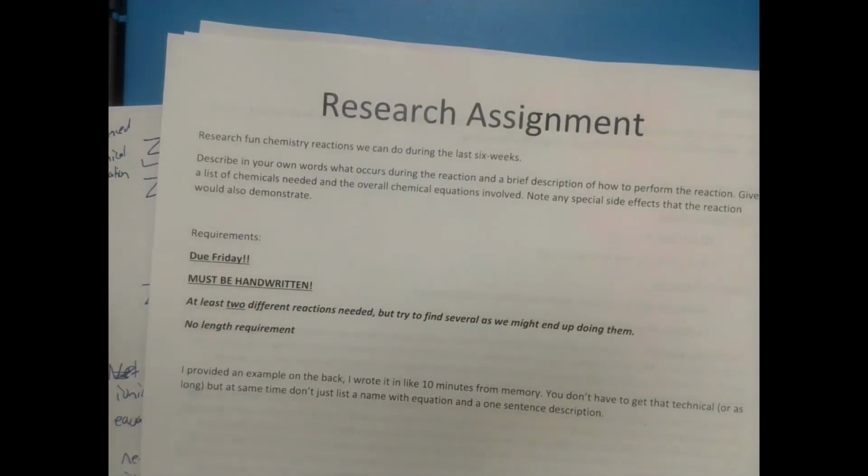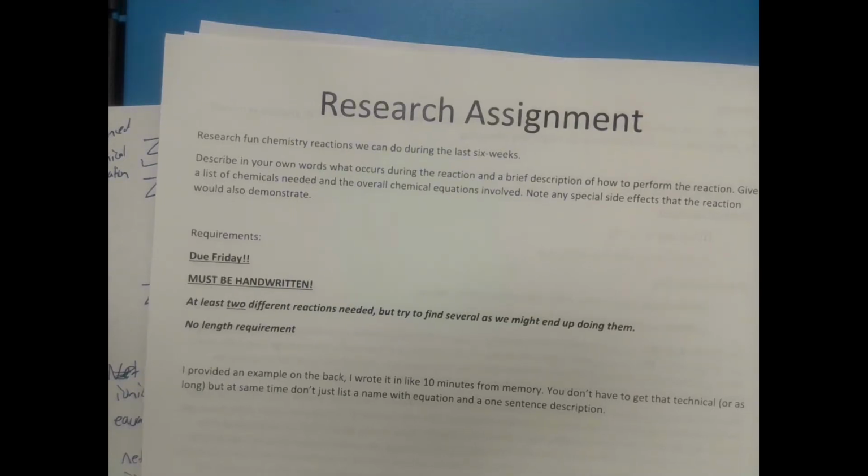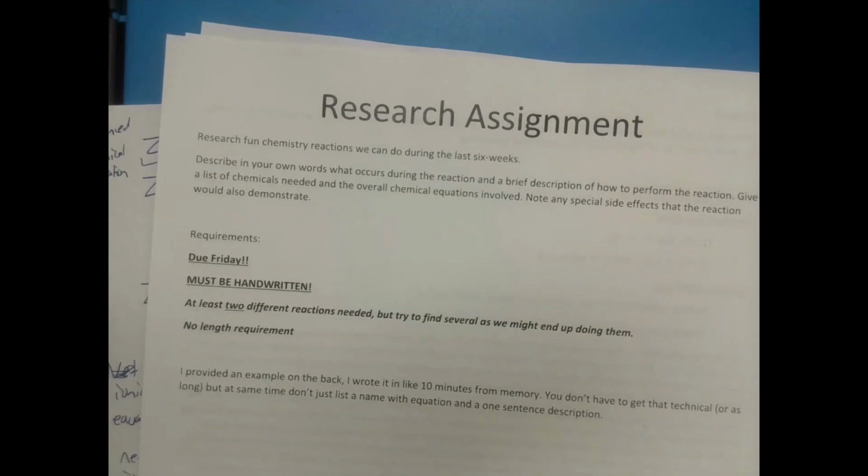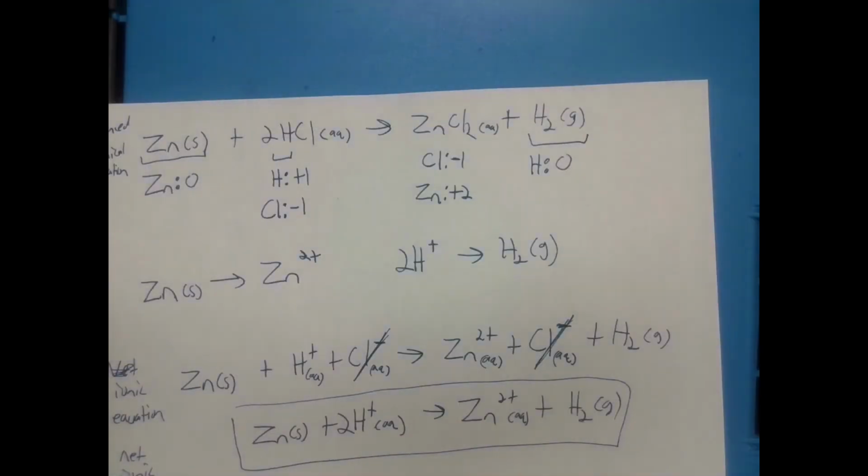Do at least 2 different experiments. I prefer many, because I'm going to need to start ordering the chemicals. And I plan the last 6 weeks us doing a lot of experiments and being in the lab mostly. But I need it by Friday, and it needs to be handwritten and dated.